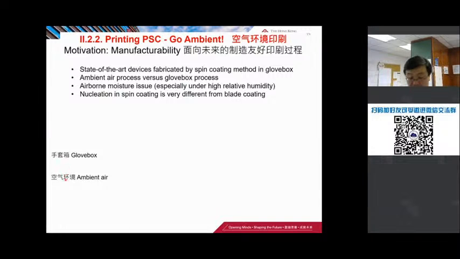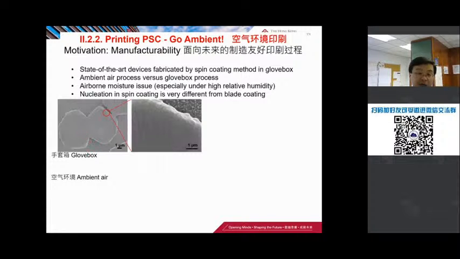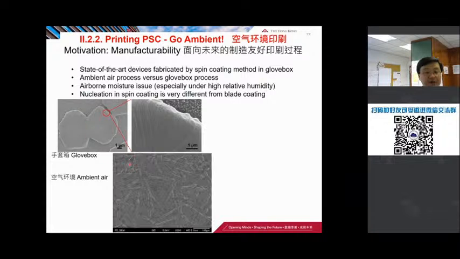we do a second work where we try to do it in ambient air. Okay. This one I would call facing the future, for manufacturer-friendly ambient air fabrication. Well, the reason is this: in the glovebox, that's what we see. Okay, but if I'm doing it in air, we coat it in air. This is what we observe.